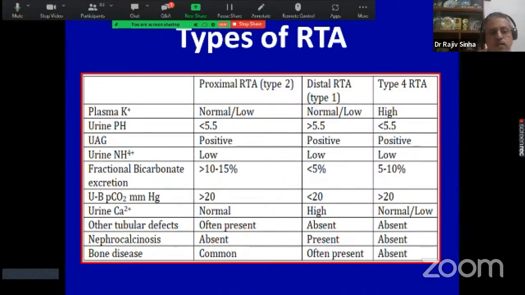Now, this is a brief summary of how you differentiate between proximal, distal, and type 4 RTA. And as I said before, one of the most important things is the urine pH and the plasma potassium. Urine anion gap basically proves that your child is having RTA, and then with the combination of plasma potassium and urine pH, most of the time you are able to say whether it is proximal, distal, or type 4. Sometimes you do require more sophisticated tests like a urine-blood PCO2 or fractional excretion of bicarbonate, but most of the time those are of academic use.